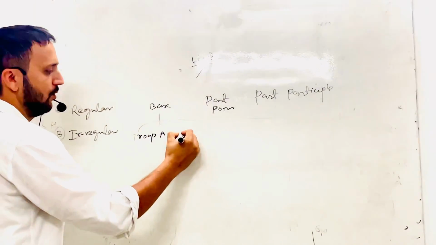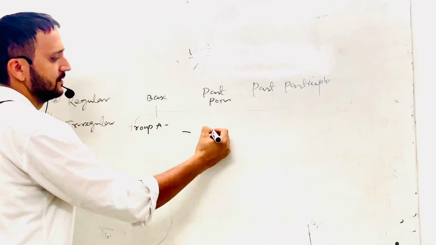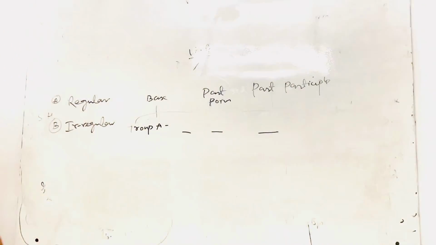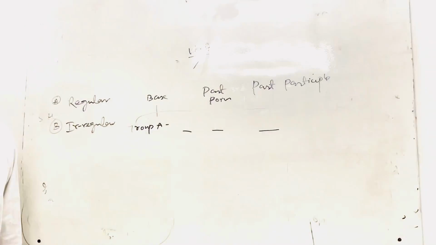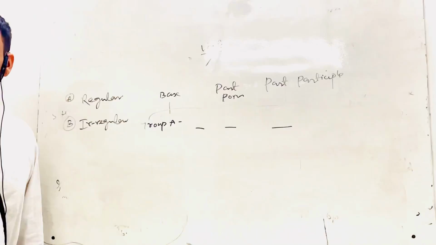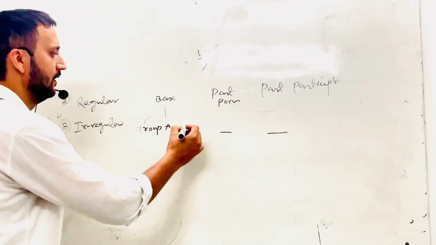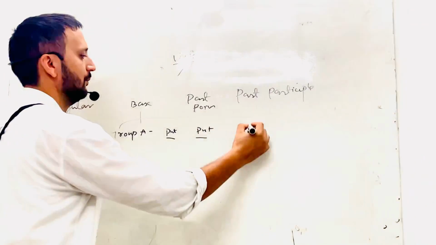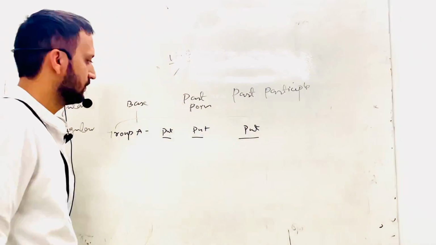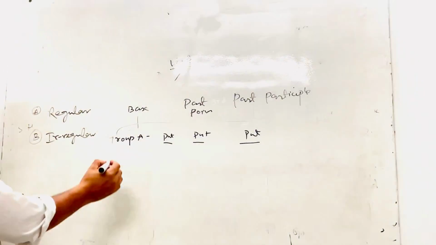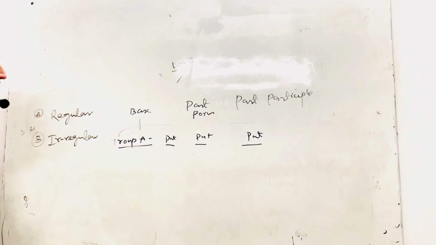Group A, where all forms, base, past, and past participle, they all are similar. Can you give any example? Yes, sir. So, put. Great. Put, put, and put. All these forms are similar. We put them into group A category.